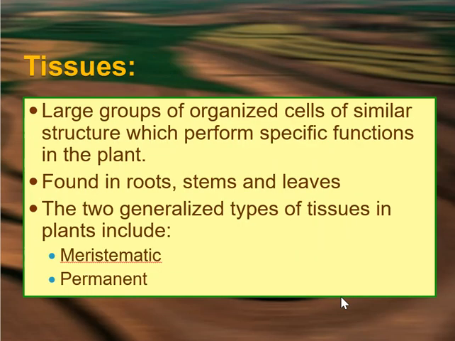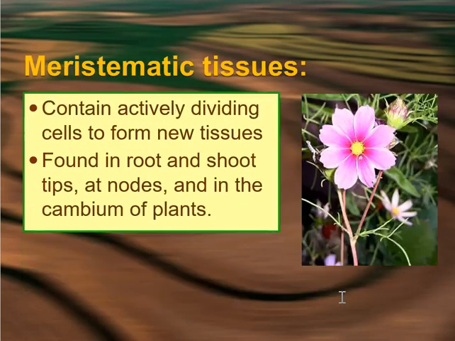So, tissues. These are large groups of organized cells of similar structure which perform specific functions for the plant. So it could be, there's tissues like the root tissue, stem tissues, leaf tissues, okay? There are 2 general types of tissues in the plant, which include the meristematic and then the permanent, okay? And we're going to look at the meristematic here. So, meristematic tissues contain actively dividing cells to form new tissues. So this is found in roots and shoot tips at nodes and in the cambium of plants, okay?